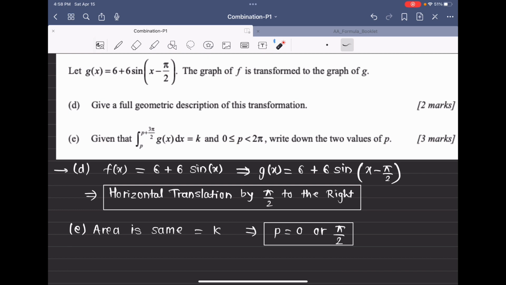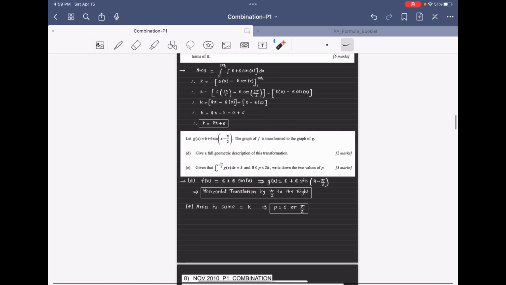So obviously if I put p is 0, then 0 to 3 pi by 2, I will still get the same area. Or if I put pi by 2, because the graph is moving horizontally right by pi by 2. So if I replace p as pi by 2, then pi by 2 and pi by 2 plus 3 pi by 2 is 4 pi by 2, that is pi by 2 and 2 pi. You are still getting the same area, because the difference between the lower limit and upper limit is constant. So 0 or pi by 2, these are the two values of p. Thank you.